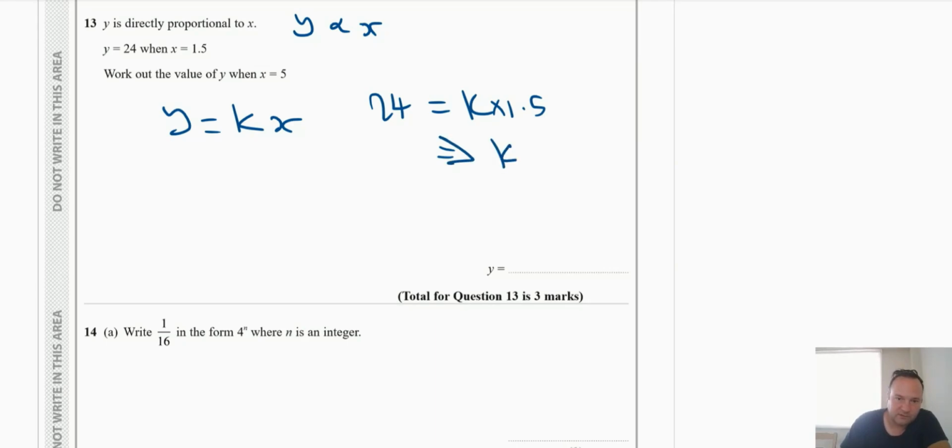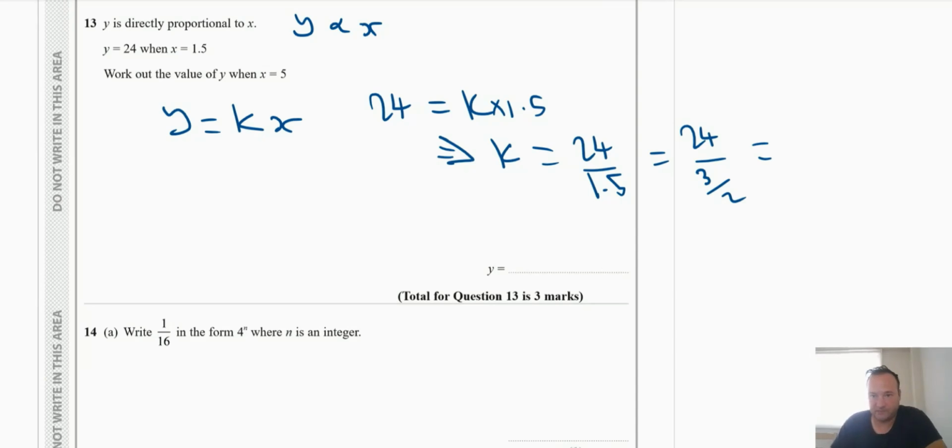So to work out k, we can say that that's 24 divided by 1.5. Now, without a calculator, the best thing to do is to convert 1.5 into a fraction. So that's 24 divided by 3 over 2. The 2 is the denominator of the denominator, which works its way up top. So we multiply 2 by 24. 2 times 24 is 48. So we've got 48 over 3.